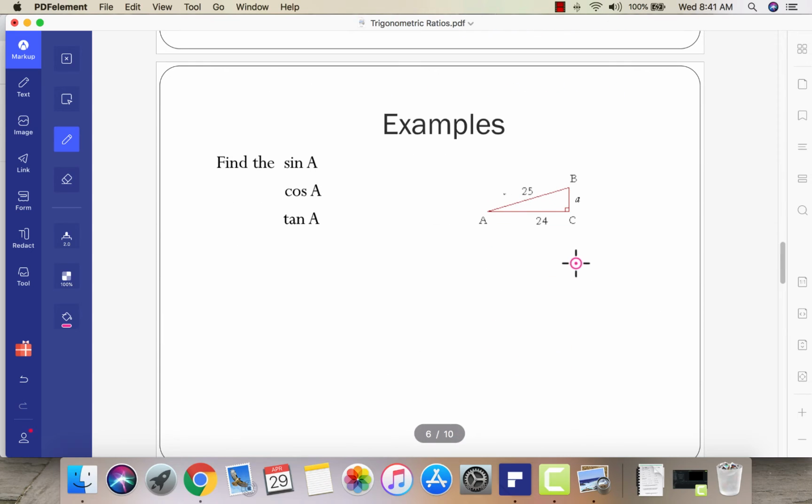So let's look at another example. I'm going to write out my SOHCAHTOA up top so it reminds me of what I'm going to be using.